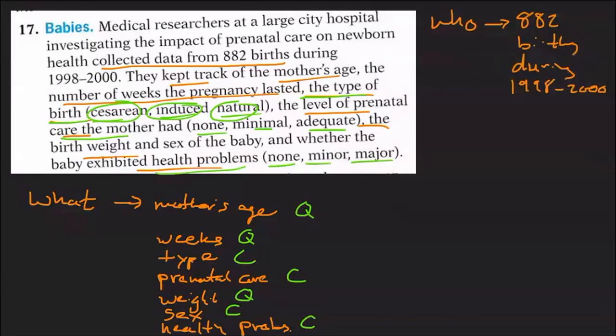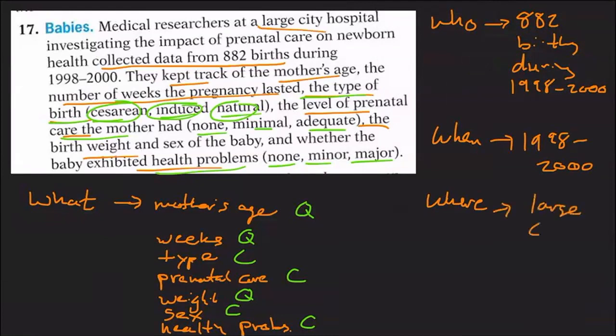Let's see, is there anything for when? And it tells us that it was during 1998 to 2000. So there's something for when. How about, what else do we have? Where? Medical researchers collected data from a large city hospital. So it looks like maybe we could put large city hospital here. That's not that specific. And it doesn't necessarily say that they collected the data from this hospital, but we can probably assume that.